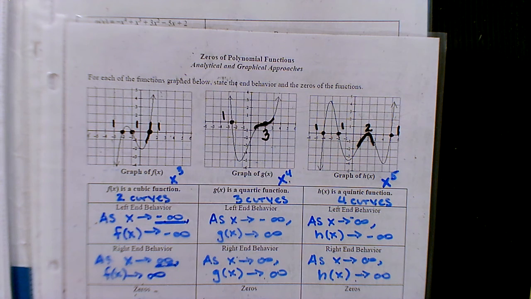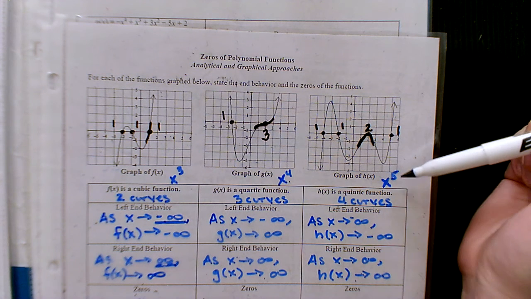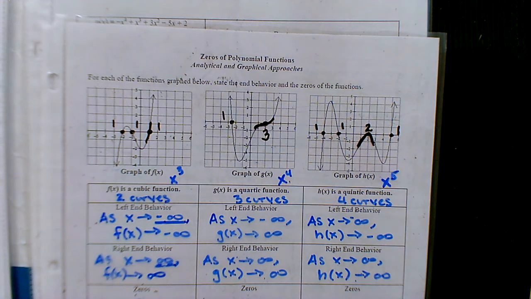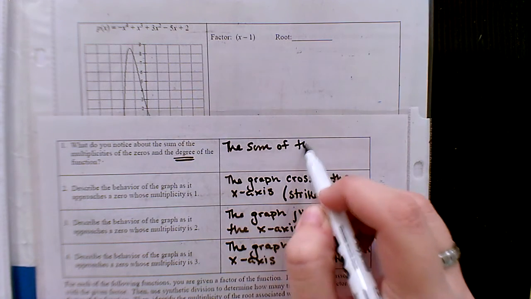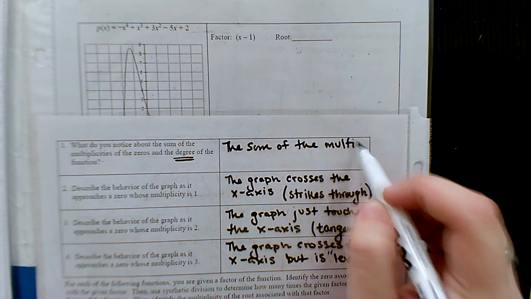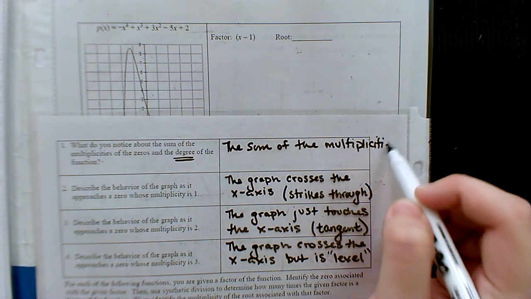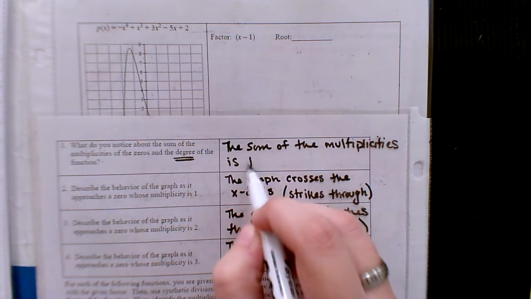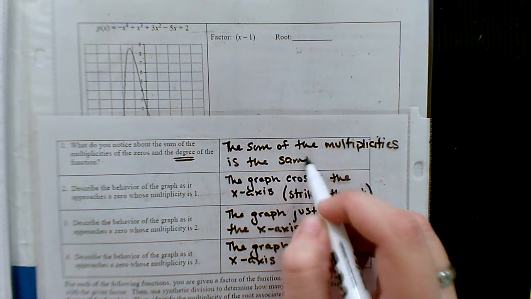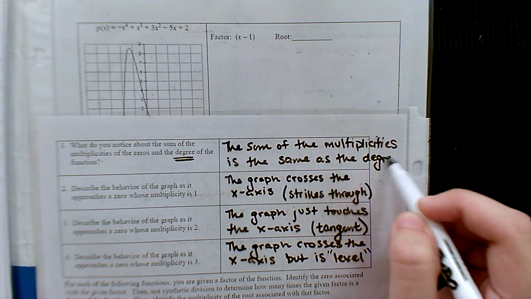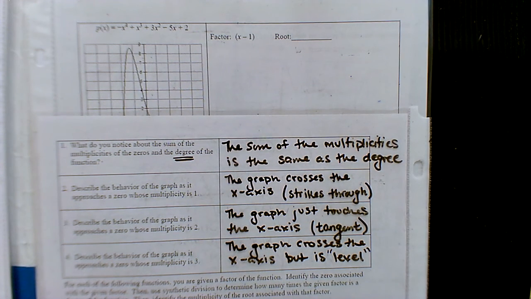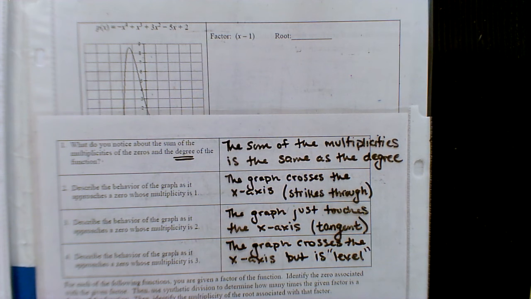Okay? So if you were to add up all of those individual multiplicities, it's basically telling you what type of polynomial you have. Cubic, quartic, quintic. Okay? So we'll say the sum of the multiplicities is the same as the degree or power, exponent, whatever word you want to use.